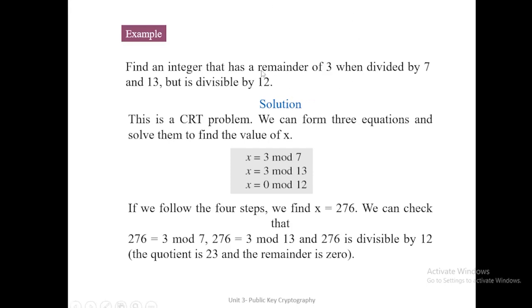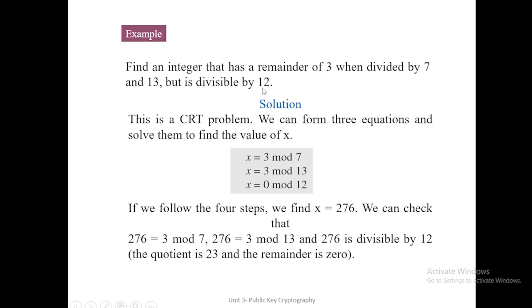Sometimes instead of giving the equation format, they may give us a sentential form. We try to construct the equations, then we should check the x value. So here the problem is: find an integer that has a remainder of 3 when it is divided by 7. So it gives the remainder 3 for dividing this x value by 7. So it can be rewritten as x equivalent to 3 mod 7. And it gives the same remainder for 13 also. So the second equation can be rewritten as x equivalent to 3 mod 13.